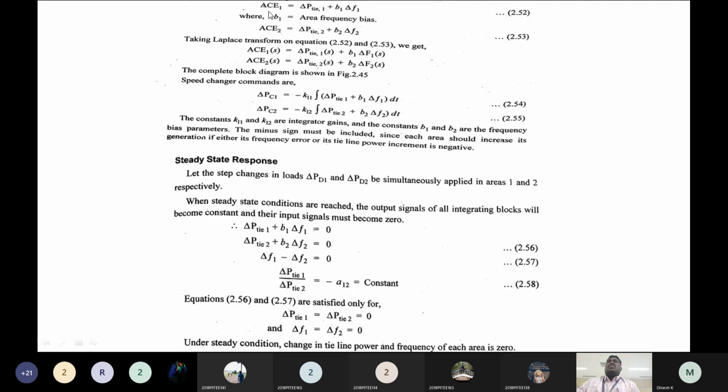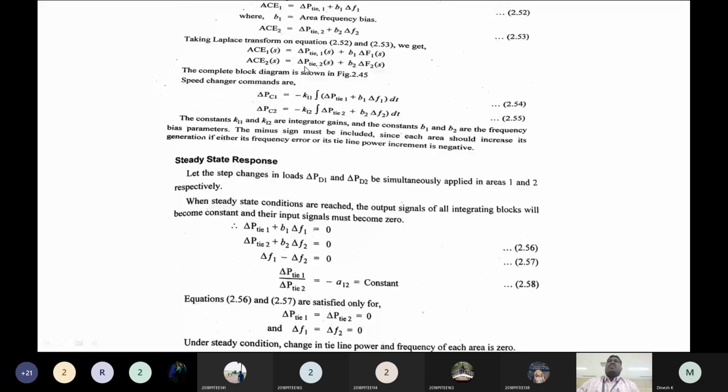So ACE1, that is for area 1, is del P tie 1 plus B1 del F1. B1 is nothing but the area frequency bias. Similarly for area 2, ACE2 is del P tie 2 plus B2 del F2. I am applying the Laplace transform to both equations: ACE1 of S is del P tie 1 of S plus B1 del F1 of S, and ACE2 of S is del P tie 2 of S plus B2 del F2 of S. The complete block diagram is already represented.